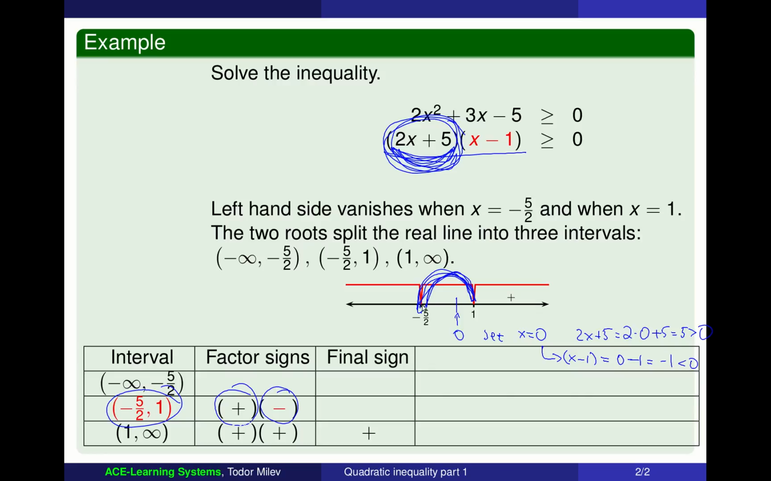So now, inside that interval, we're having the product of something positive times something negative. So the final sign is negative. So my entire quadratic is negative when x is between negative 5/2 and 1.